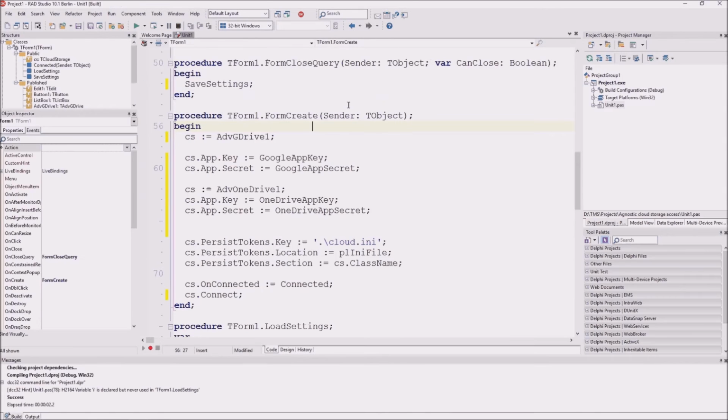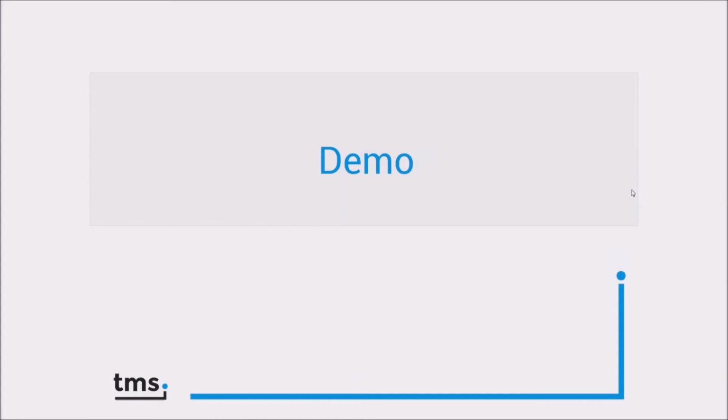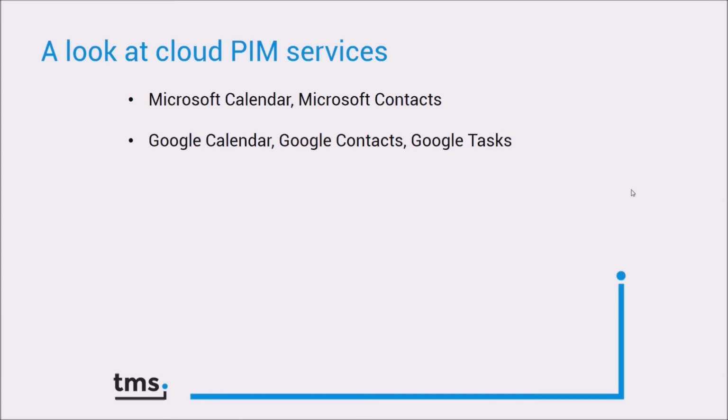And this rounds up this first demo on using cloud storage services. And that brings us to the second part of the webinar, covering access to cloud personal information management services. Here in particular, the Microsoft Calendar and Microsoft Contacts, the Google Calendar, Contacts, and Google Tasks.